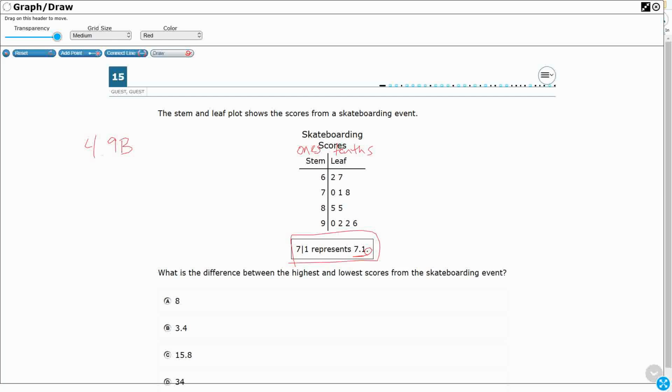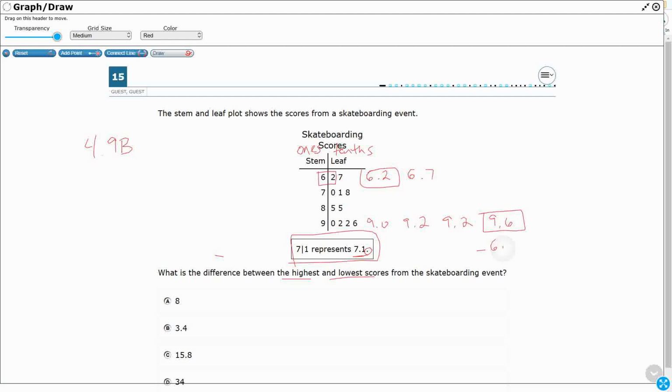Okay, so we need the difference between the highest and the lowest scores. All right, so my lowest scores, I've got two scores here. I've got 6.2, 6.7, right? So my 6 and 2/10 is my lowest. Then I'm looking at my bottom row. I've got 9 and 2/10, 9 and 2/10, 9 and 6/10, right? I'm just using that 9 and a decimal, and I'm getting each of these, and obviously my highest is here. So the difference means subtraction between highest and lowest.